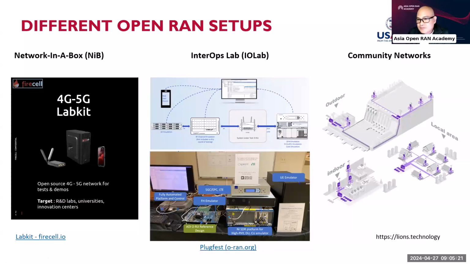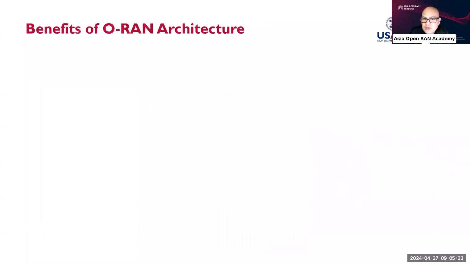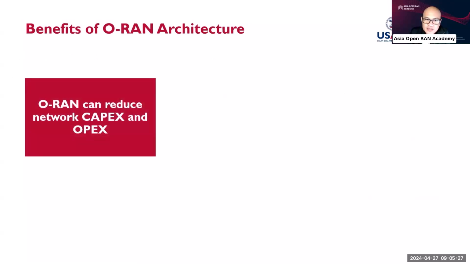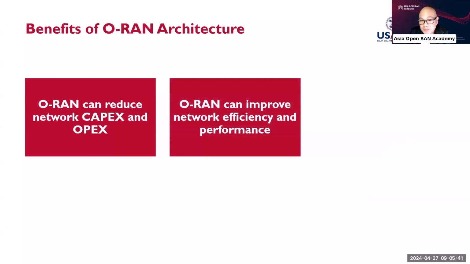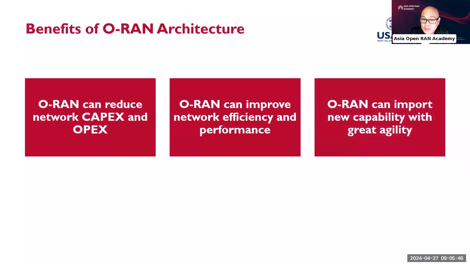Okay, so what are the benefits of O-RAN architecture? First, O-RAN can reduce costs, as they claim, particularly in Rakuten, they say the network CAPEX has been reduced by 30%, 40%, and then OPEX by 30%. And it can also improve network efficiency and performance, and import new capability with great agility.